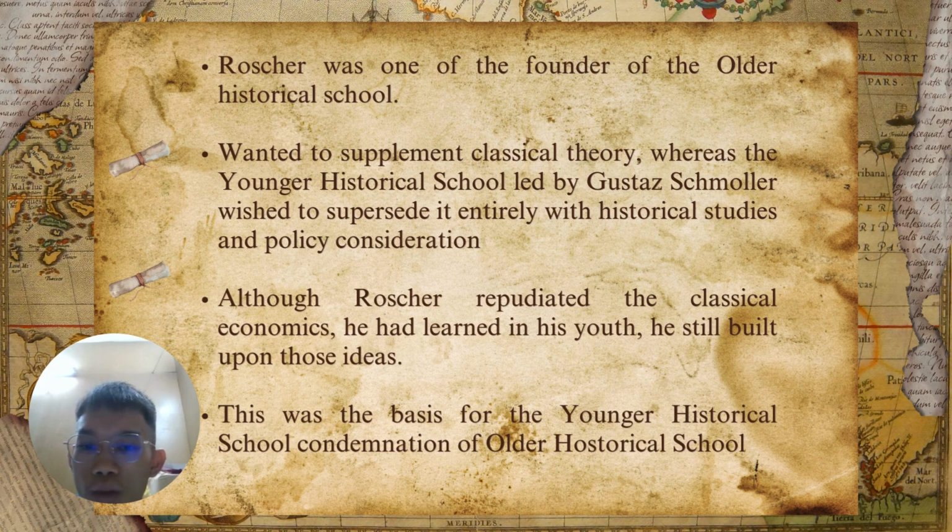Roscher belonged to the older historical school, which aimed not to reject classical economics but to supplement it. This differed from the younger historical school, led by figures like Gustav Schmoller, who wanted to replace classical theory entirely with historical and policy-focused analysis. While Roscher criticized classical economics, he still built upon its ideas.